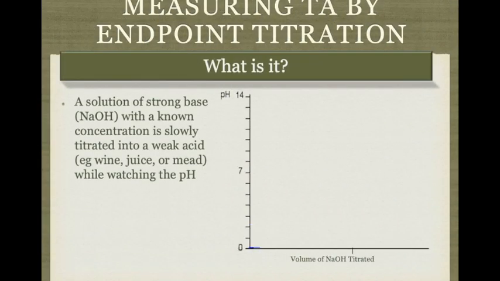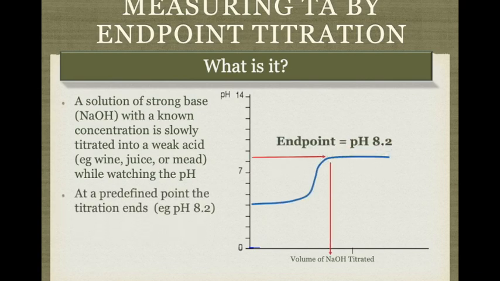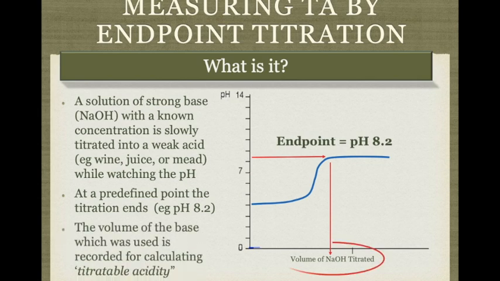So, measuring titratable acidity by endpoint titration. What is it? Basically, a strong base, sodium hydroxide of a known concentration, is slowly titrated into a weak acid. In our case, it would be mead or juice or wine. And as you titrate, you watch the pH. And when you get to the predefined endpoint, in our case, it's going to be a pH of 8.2, that's when you record the volume of sodium hydroxide that you used. And you can use that volume to calculate your titratable acidity.